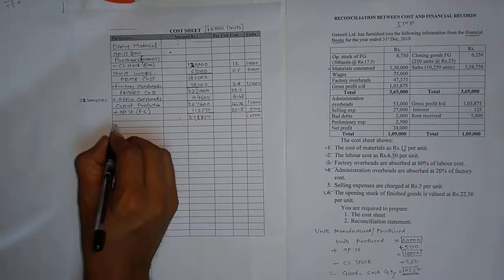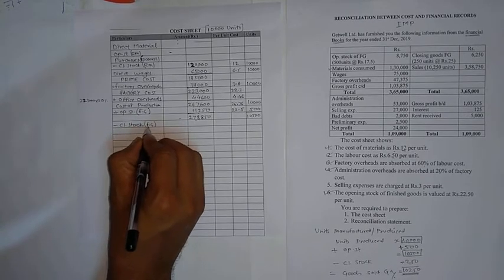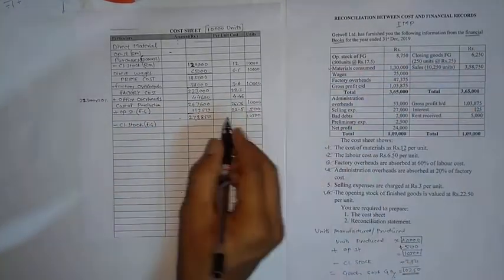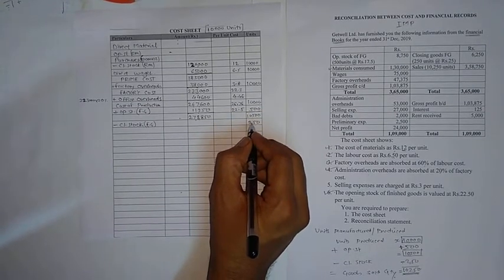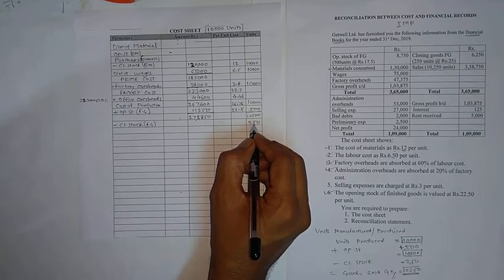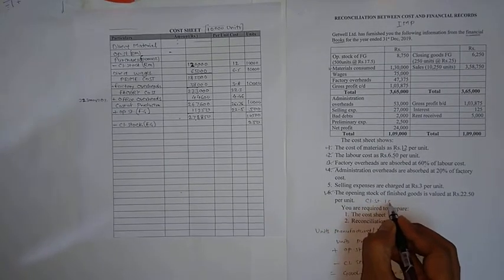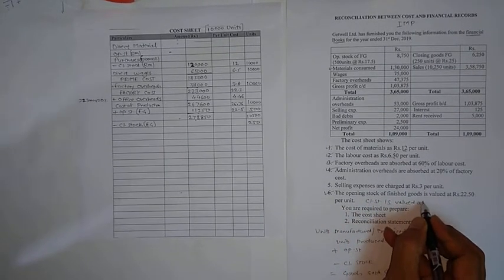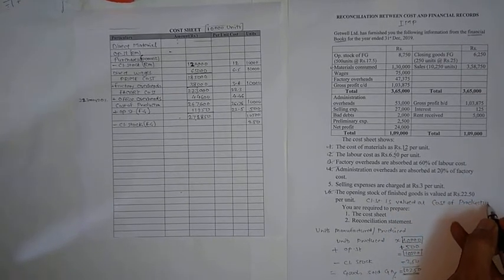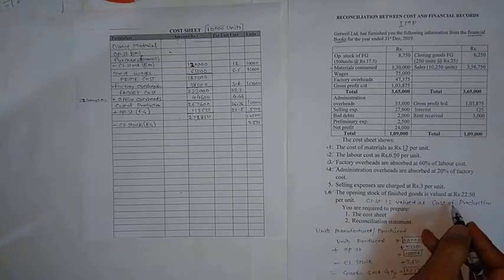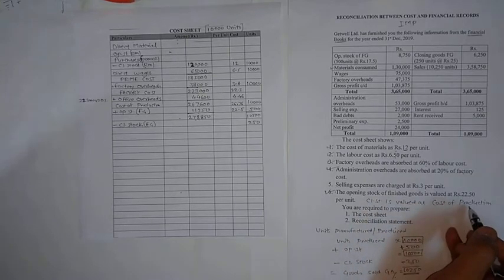Next, less closing stock of finished goods. Closing stock quantity is 250 units and valuation of closing stock is not given. Now when this valuation is not given, we will assume that closing stock is valued at cost of production. This information must be given in the question, but here it is not given, so we are assuming that closing stock is valued at cost of production.